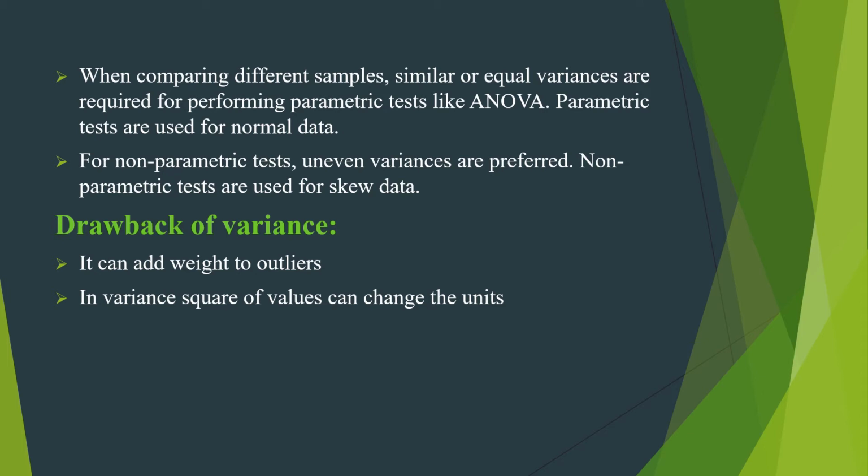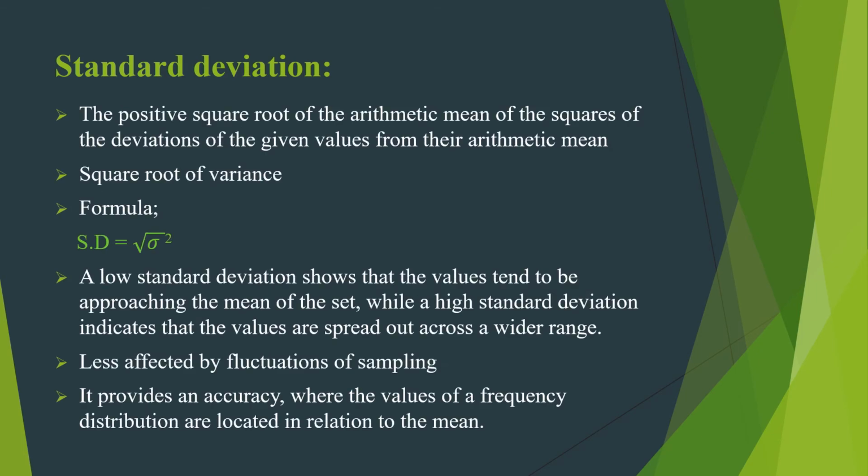Drawbacks of variance: it can add weight to outliers, since in variance the squares of values are taken. Standard deviation: the positive square root of the arithmetic mean of squared deviations of given values from the arithmetic mean. It is the square root of variance, for example, the formula.